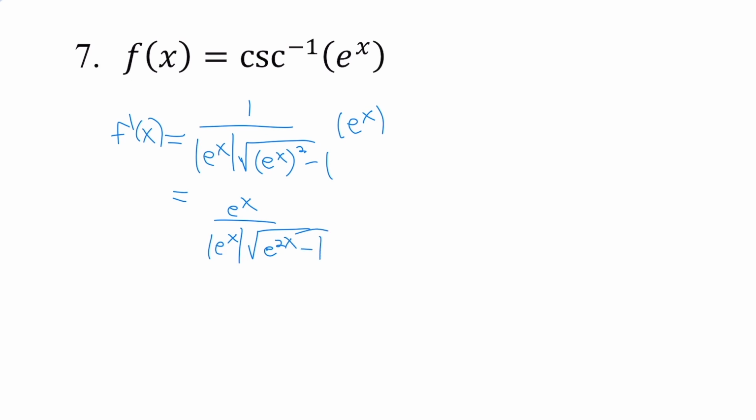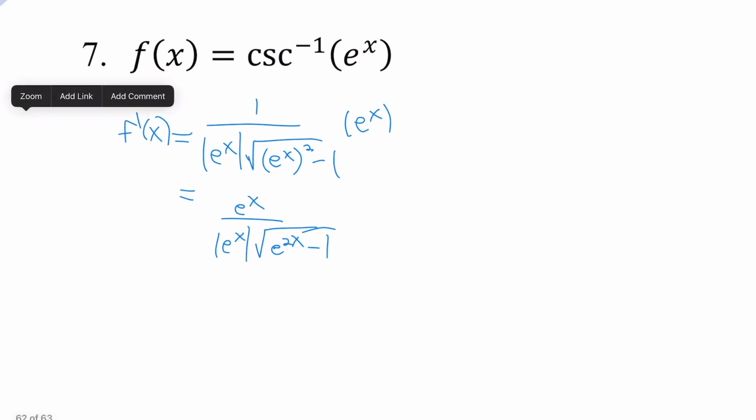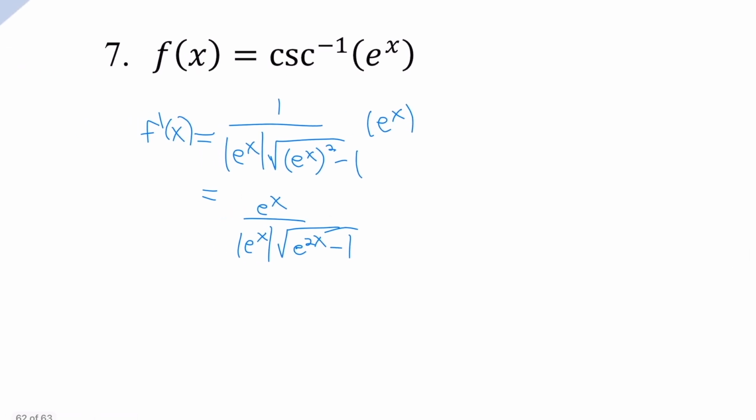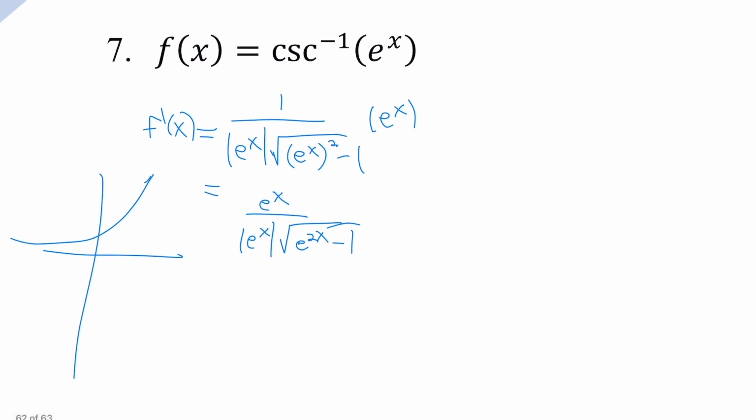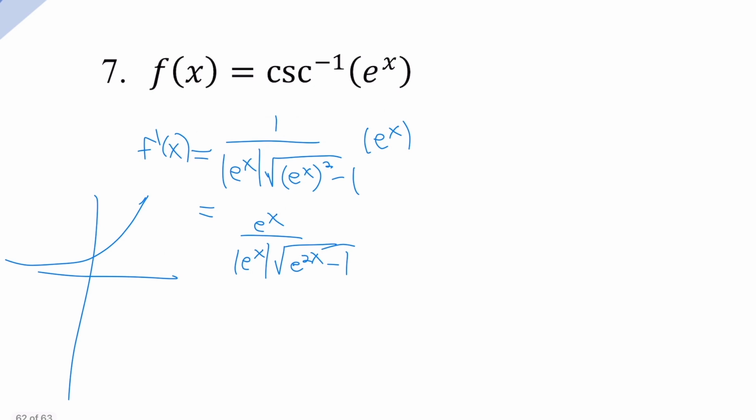Okay, and then we have one e to the x and one absolute value e to the x, right? So e to the x, if you draw the graph, you're going to get a graph like this. So e to the x is actually never going to be negative, right? It's always positive. So there really is no point in having e to the x in an absolute value. So e to the x over e to the x, root e to the 2x minus 1. So cancel these out. So you get 1 over root e to the 2x minus 1.